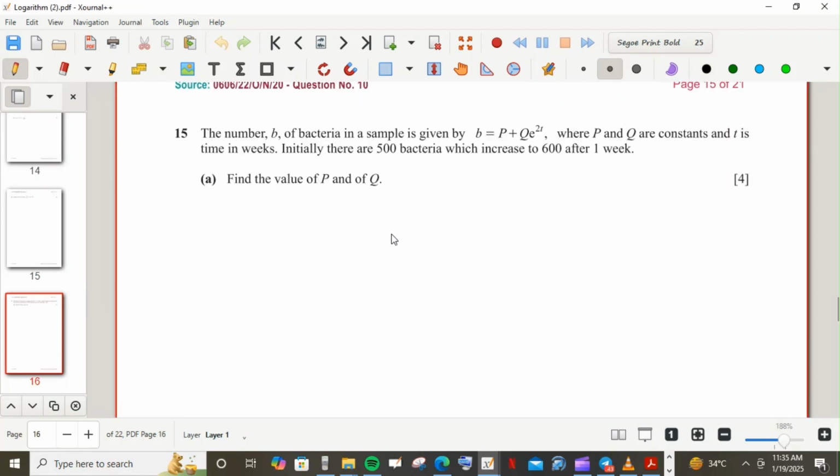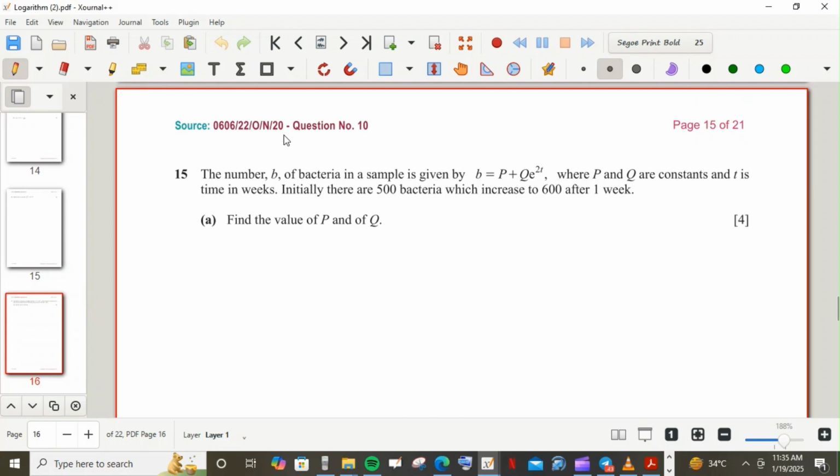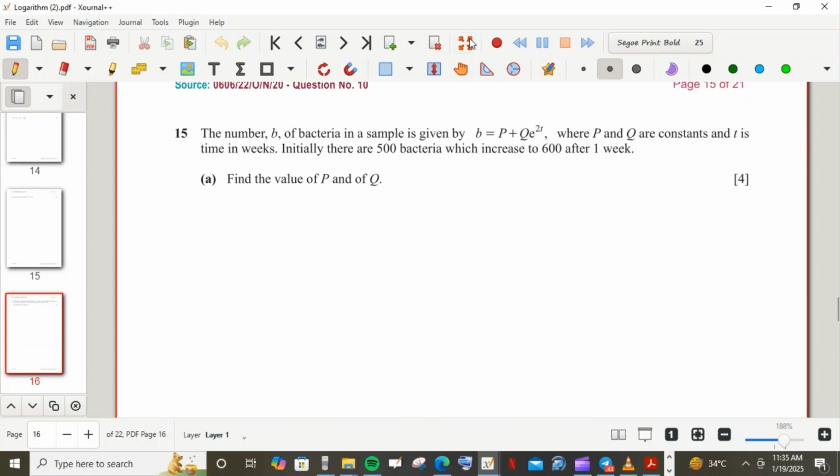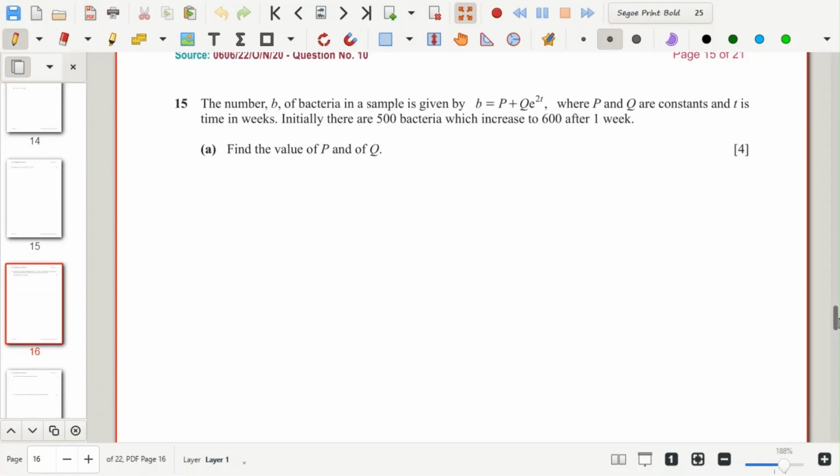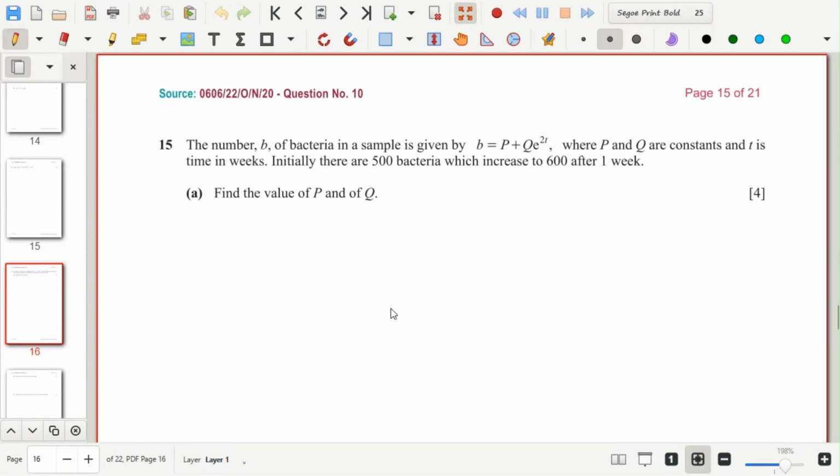Okay, so there's another question here. This is 2020 October, November. Now they said that B is the number of bacteria in the sample. P and Q are constants. T is a time in weeks. Initially, there are 500 bacteria. So initially, that's when the time is 0. How many bacteria do you have? B is 500.